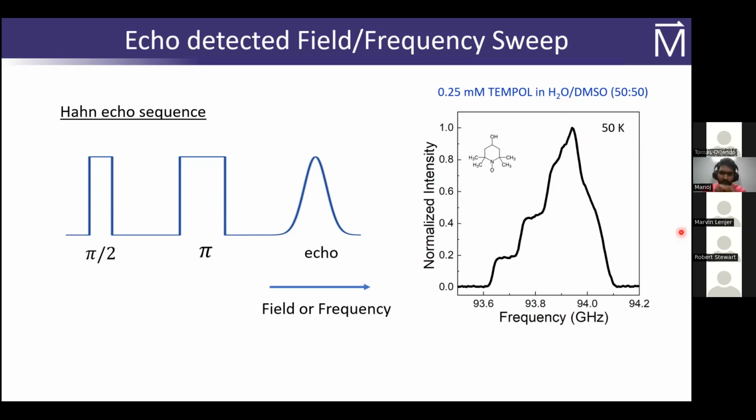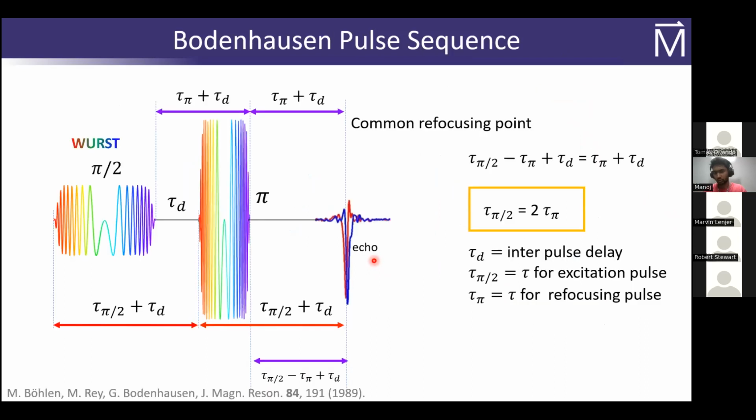Now, as we can see, the spectral bandwidth is about 500 megahertz, and the instrument bandwidth is about 1 gigahertz. That means we can apply a broadband excitation pulse to excite the entire spectrum, and we can detect it. To do that, we employ this Bodenhausen pulse sequence.